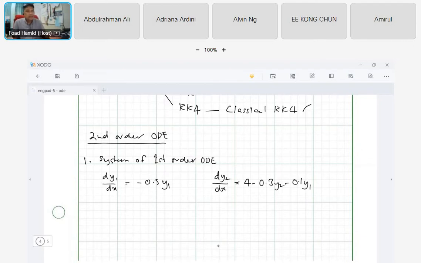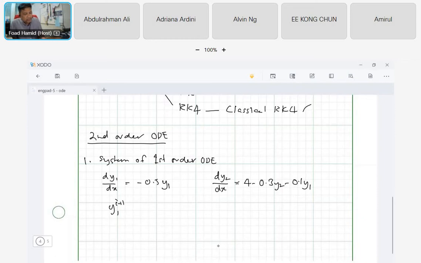Note that these two equations have two unknowns. The second equation, for example, has two unknowns. So in this case it's not only y2 as our unknown, but also y1. So we need to solve the first equation first, then we can find our second equation. So what we can do is to solve this simultaneously.